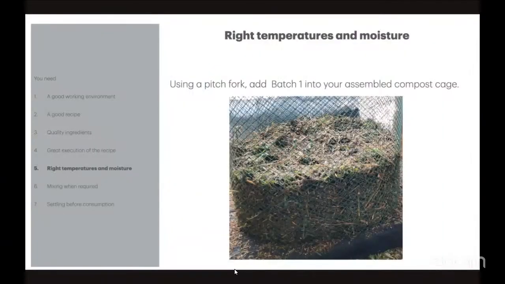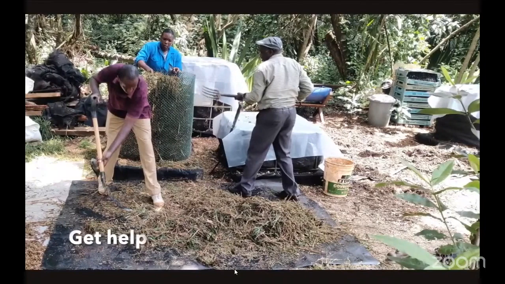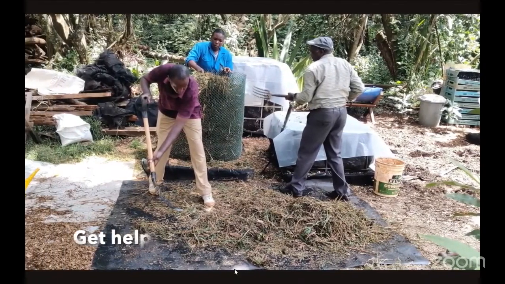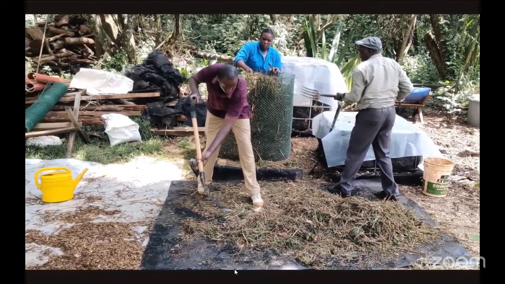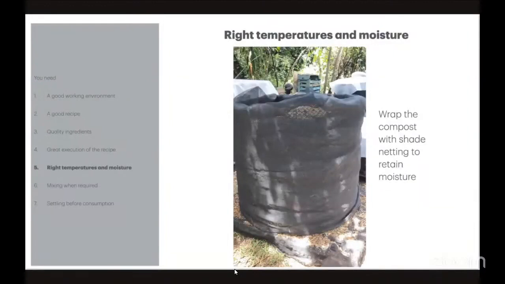Take your first batch and fill it into the cage that you've got ready, and continue the process with the next 3 batches until you've filled it up to the top. Composting is really hard work, so get some help to make sure that you keep that consistency throughout the whole process. Once your compost cage is full to the top, wrap the cage with some shade net to keep the moisture in, keep the wind out.